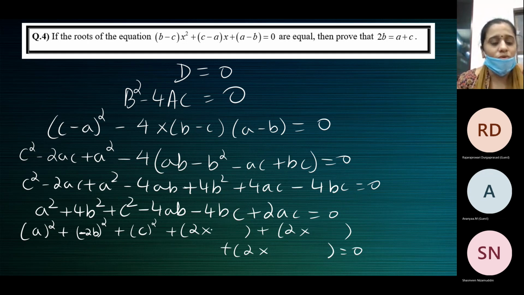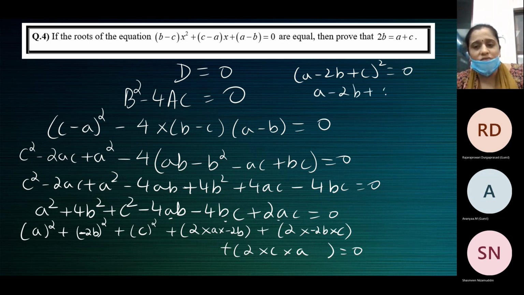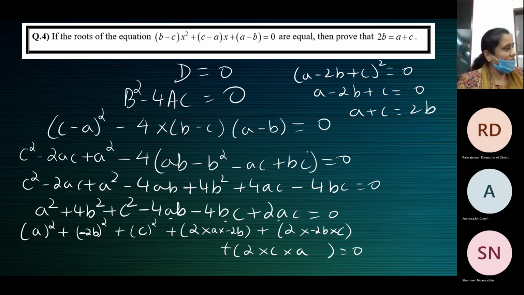Okay, so now fill 2xy, meaning a into minus 2b. Then minus 2b into c. Then c into a. 2xy, 2yz, 2xz. Now you can check: minus 4ab, this is minus 4bc, and this is 2ca. All right, so now this is nothing but a minus 2b plus c, the whole square is equal to 0. Which means a minus 2b plus c is equal to 0. On transposing, a plus c is equal to 2b. Or 2b is equal to a plus c.